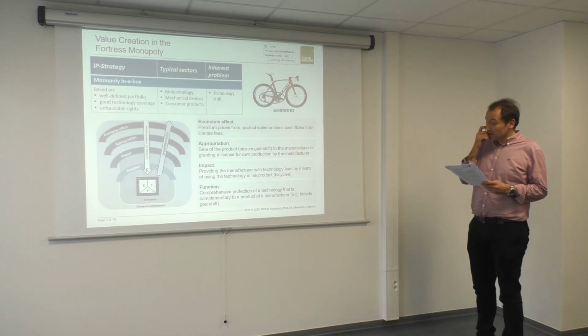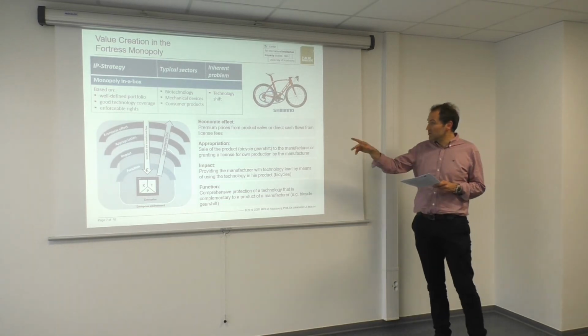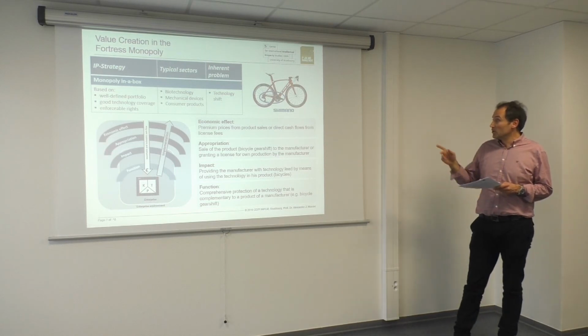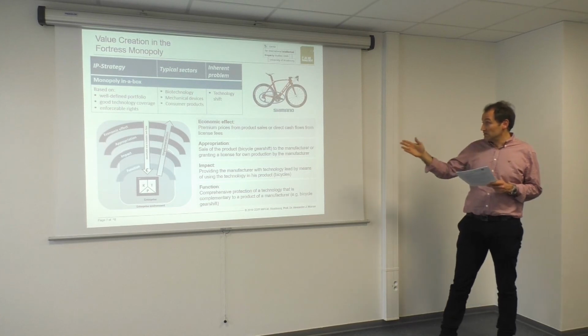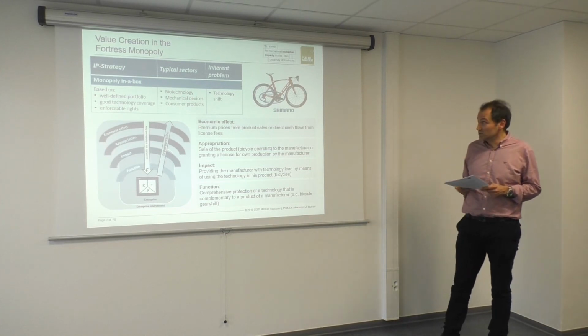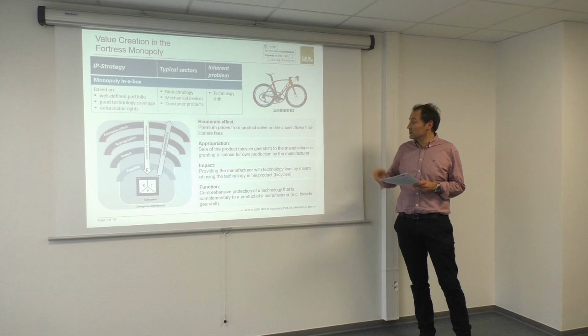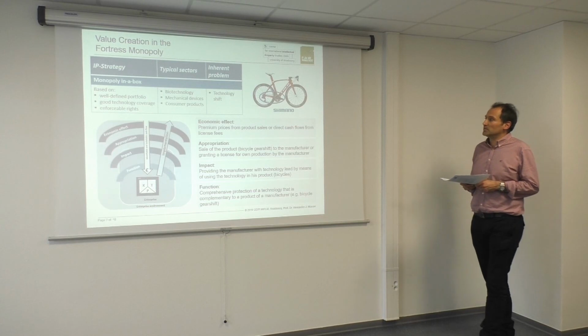We can see two typical ways of appropriation of patent returns. The first one is the sale of the product to the manufacturer, or we have the model to grant a license for the production by the manufacturer itself. And the last point, the economic effect. In relation to this appropriation, we will have two possible economic effects: the premium prices related to the sales, or the revenues from the license fees.